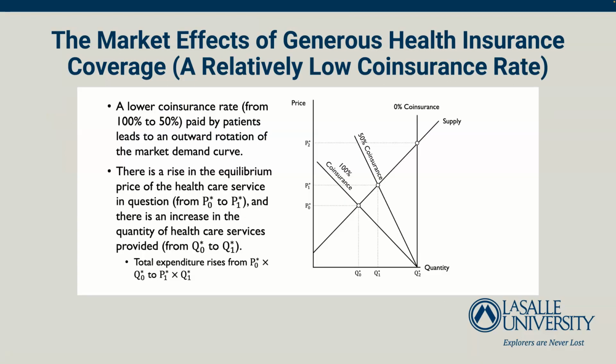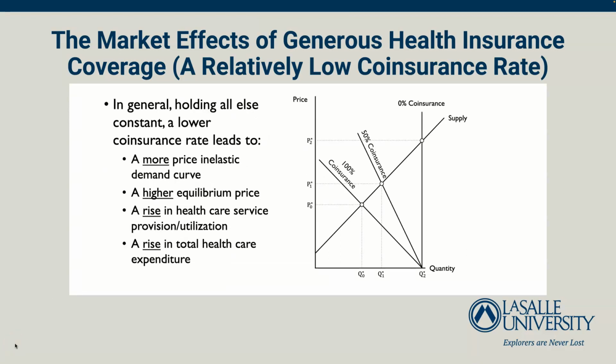Here we have an upward sloping supply curve and a downward sloping demand curve, originally shown for 100% coinsurance. A lower coinsurance rate, from 100% to 50% paid by patients, leads to an outward rotation of the market demand curve. This will lead to a rise in the equilibrium price of the healthcare service in question from P0 to P1, and also an increase in the quantity of healthcare services provided from Q0 to Q1. Total expenditure will also rise from P0 times Q0 to P1 times Q1 in the equilibrium.